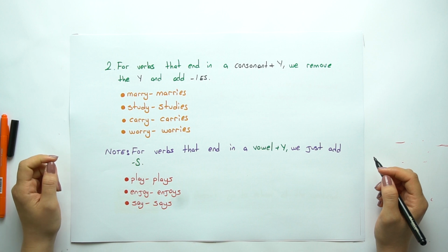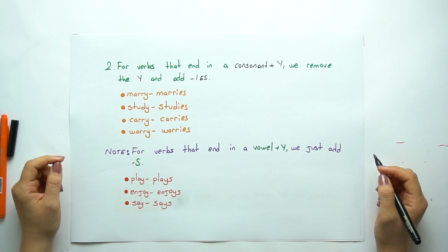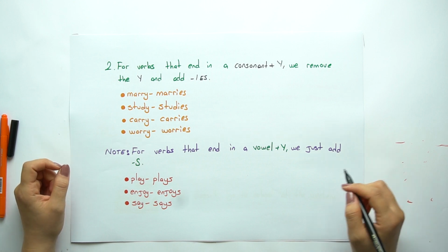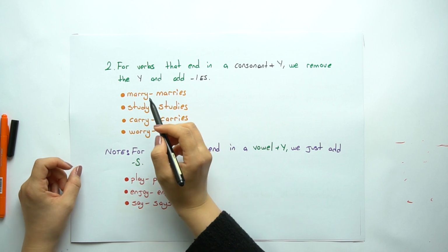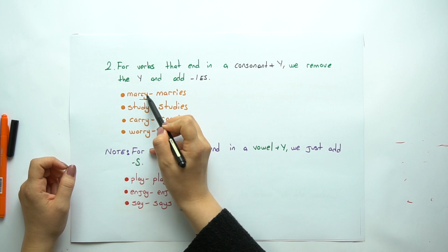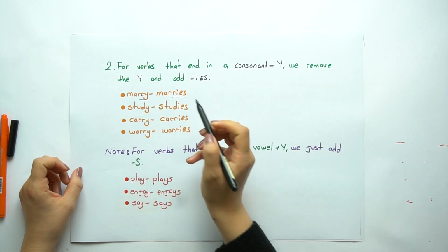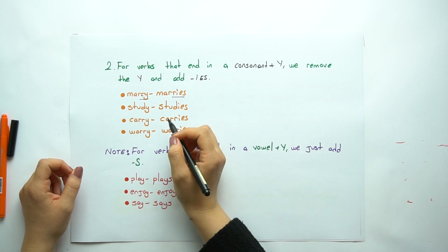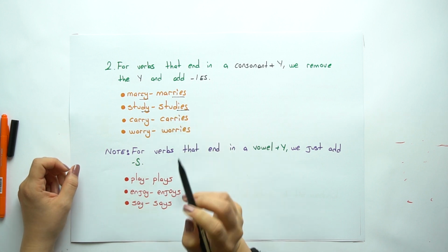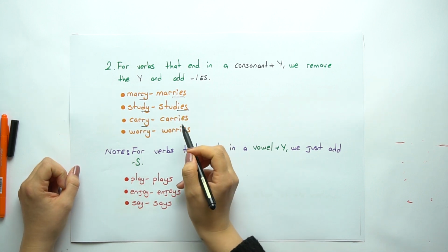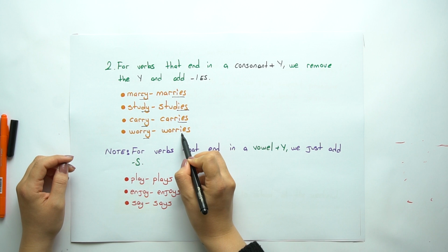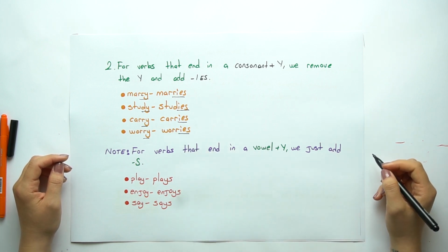We have to be careful about these rules. Our second rule is for verbs that end in a consonant plus Y, we always remove the Y and add IES. Let's have a look at them. Let's have a look at the ending of the verb. Marry. As you can see, there is a consonant before Y, so we say marries. Next one is study. There is a consonant before Y, so we say studies. Carry. We say carries. And last one is worry. We say worries.